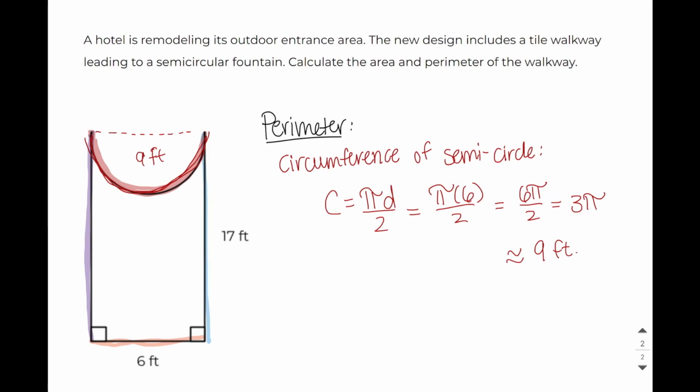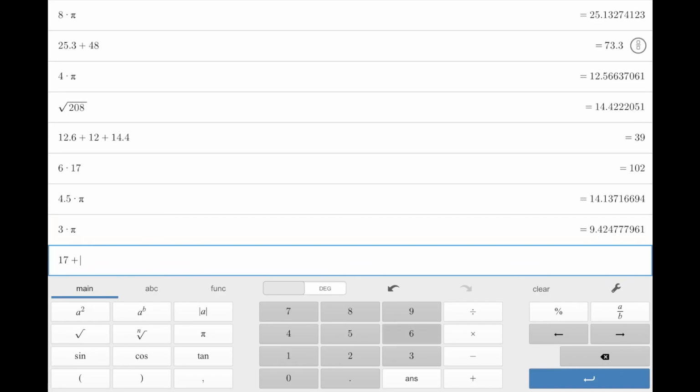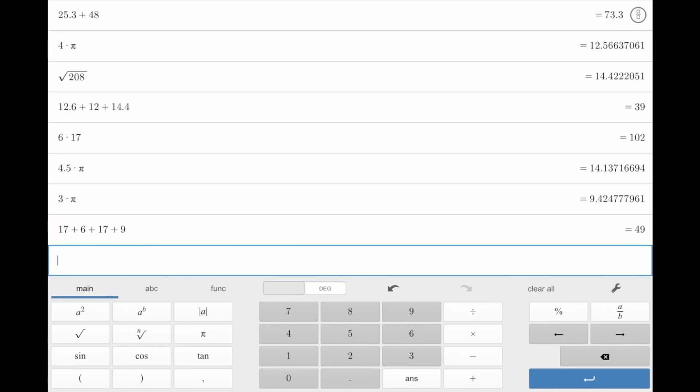Okay. So let's find our perimeter. So it consists again of this 17 plus this 6 plus this other 17 that we have here plus this 9 that we have here. So 17 plus 6 plus 17 plus 9, and we end up getting 49. So that means that the perimeter of our figure is 49 feet.